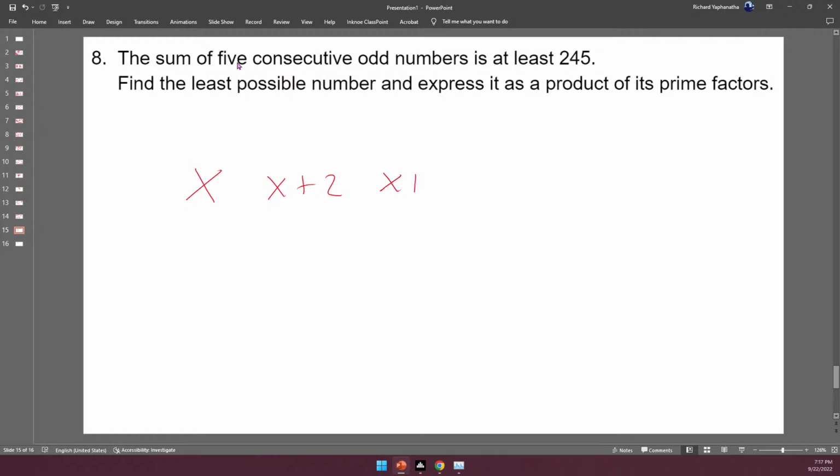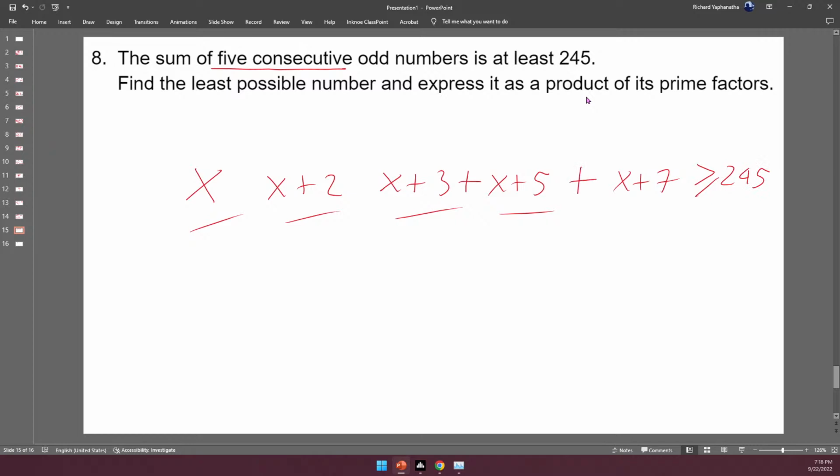And then the next one, x plus 3. And after that, x plus 5. Until how many? It asks for 5. So we have 1, 2, 3, 4. It means one more. 7. It said the sum of all of this is at least. So at least means it is bigger or equal to 245.